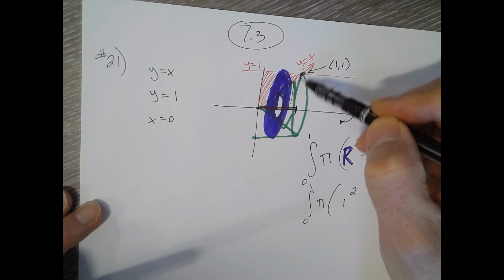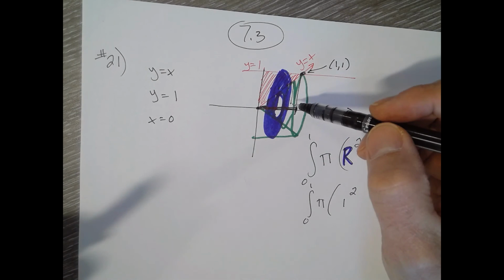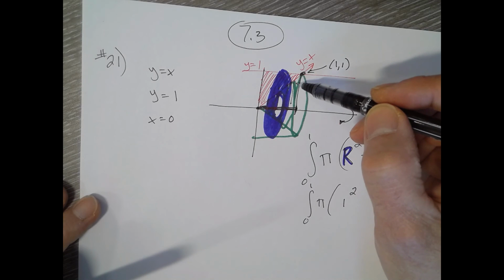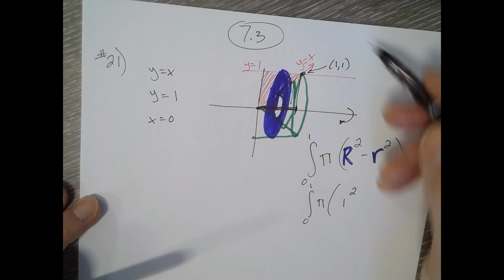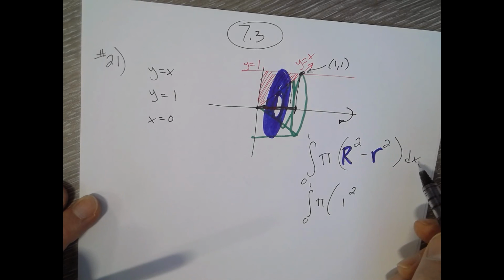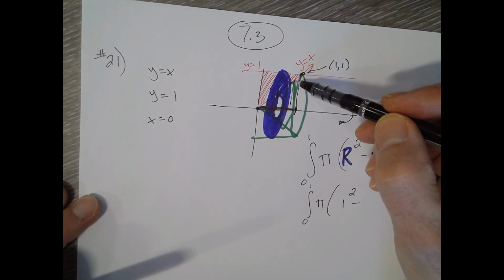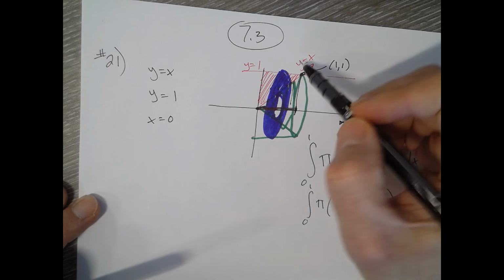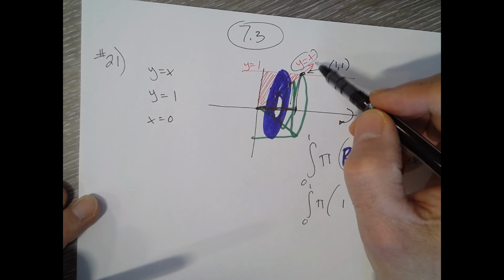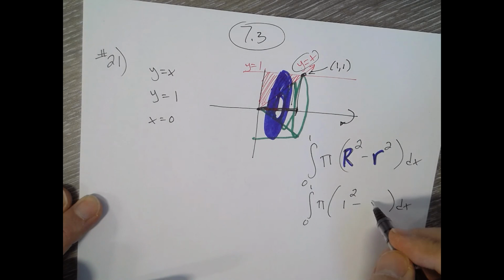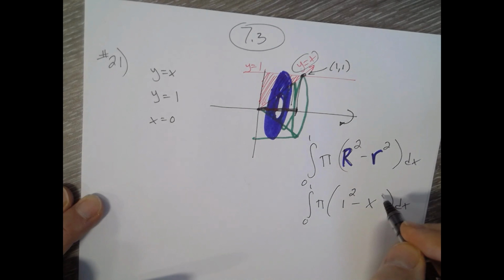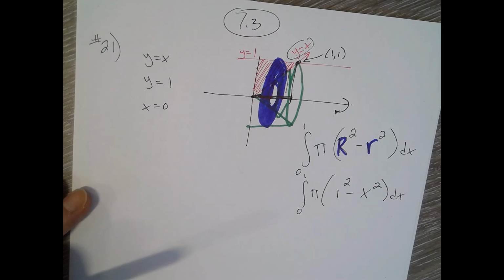It's changing. But anytime you go from the x-axis up, it's always going to be y. But I can't put y there because we're integrating with respect to x. So rather than putting y, it's my equation y equals x. So I can just put x there. And that should get you the volume of that bowl.